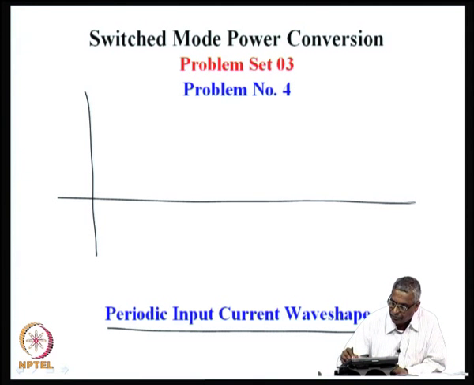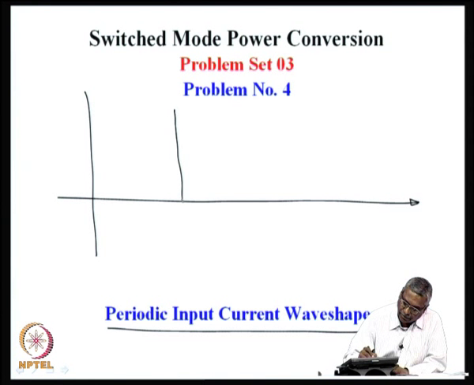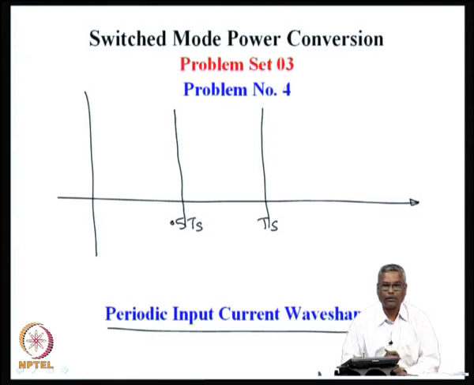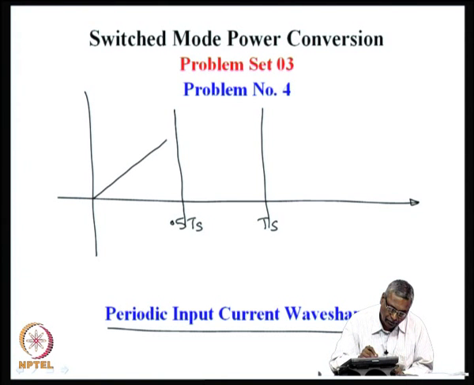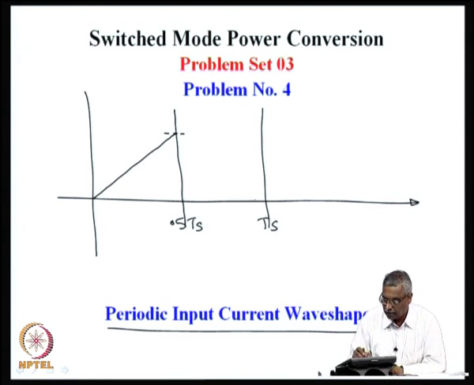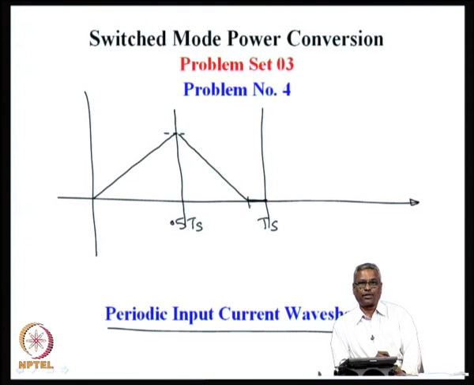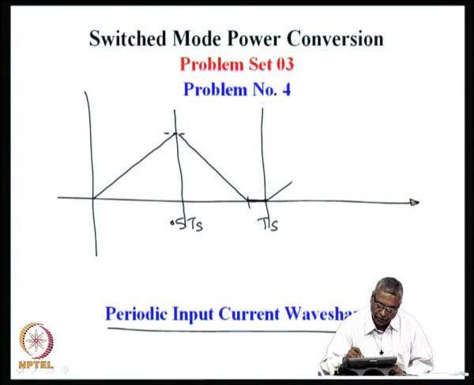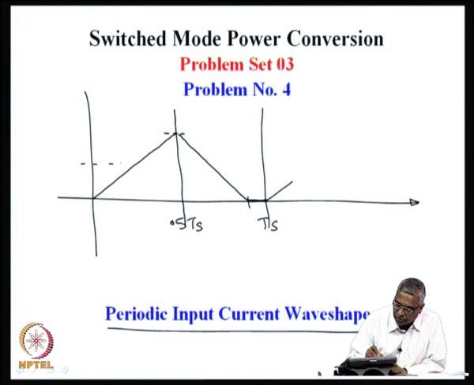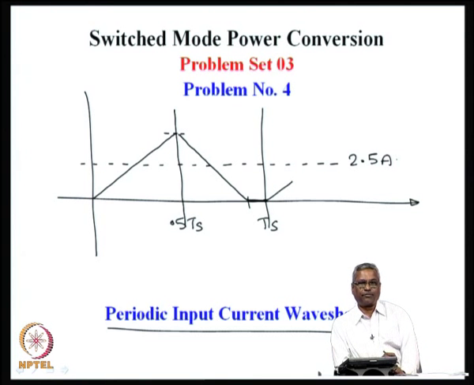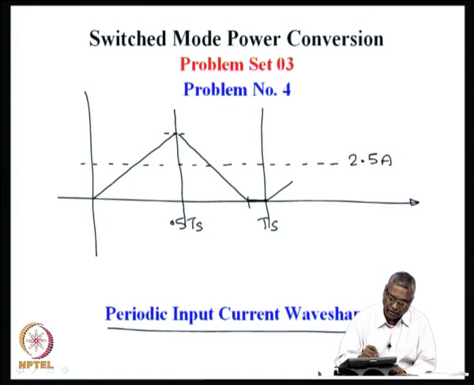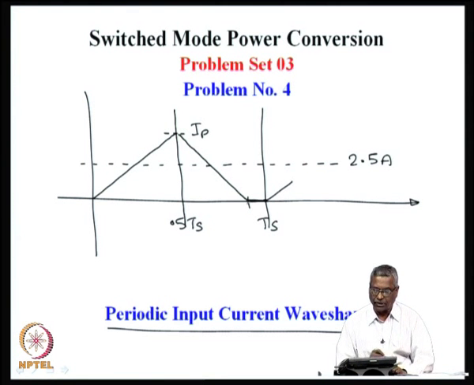We see that during the on time, which is 0.5 into Ts, and this is Ts. During the on time, the current increases and reaches a peak value, and then because it is in discontinuous conduction, it reaches 0 current even before the end of the cycle, then current again increases from this. So, the average current of this is 2.5 amperes. The average current drawn from the source is 2.5 amperes. It has a peak current here, I peak, and it has 0 at this point, and this duration is something we can find out.